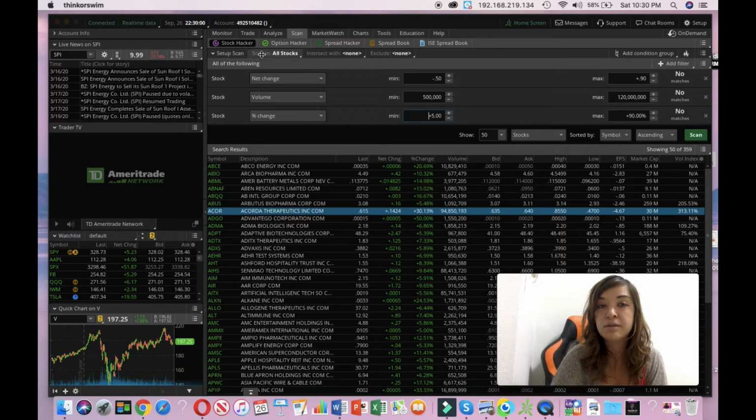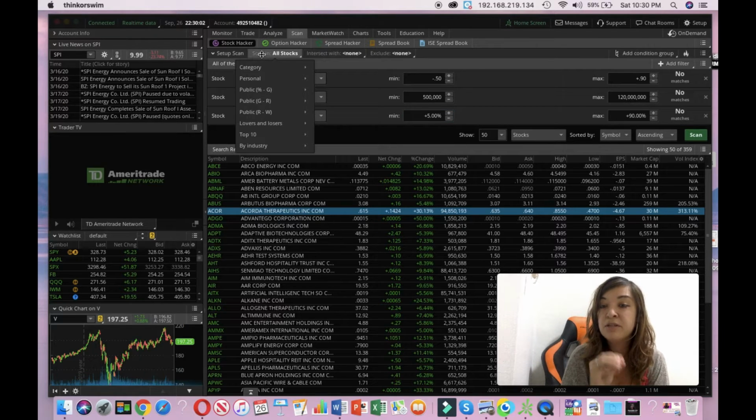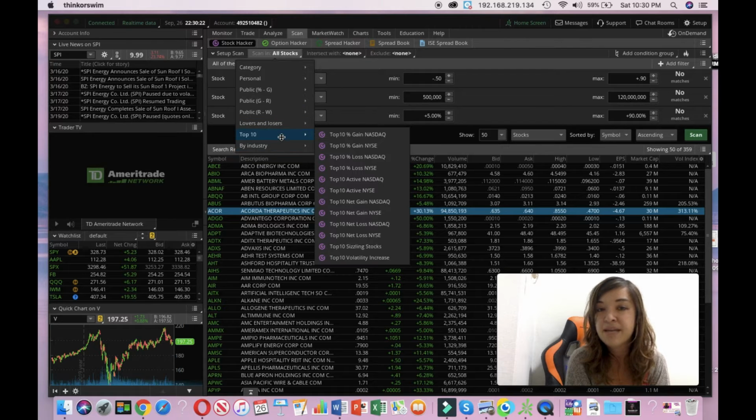You could also go here for a scan, and these are presets, categories that ThinkorSwim offers you. I like to go to losers and gainers, and I usually do this homework pre-market for the most part, but you can also do analyst downgrades, analyst upgrades, post-market after the market closes, and pre-market. The top 10% gaining NASDAQ, New York Stock Exchange, all of these things, so that's helpful.